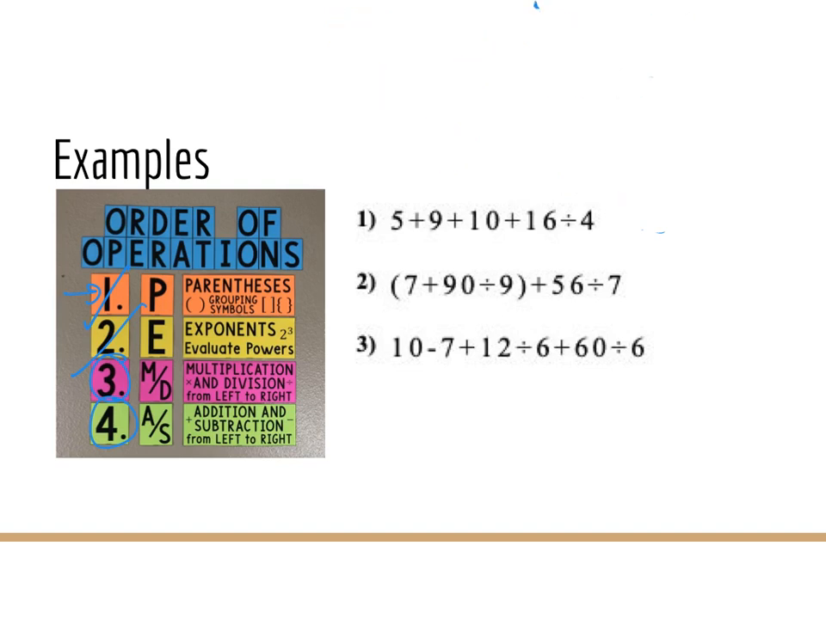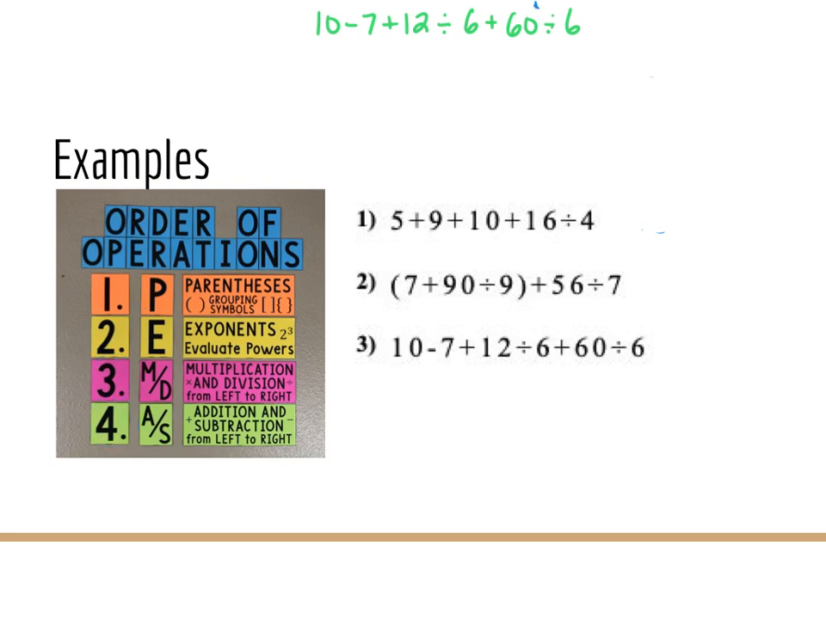I think this time I'm going to use the color green. All right, I'm going to copy my problems up at the top like I did for the other two. So 10 minus 7 plus 12 divided by 6 plus 60 divided by 6. All right. So first thing I'm going to do is look at my order of operations. Actually, even before that, I'm going to erase what I drew.